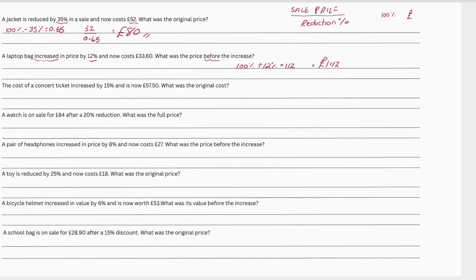Okay, so now what was the price before the increase? We're going to do 33.60 all over 1.12, which equals £30. So it works out at £30. Now, some people might teach you a different way than me. That's absolutely fine. As long as you get the answer, go for it. Doesn't matter, as long as you get the right answer.